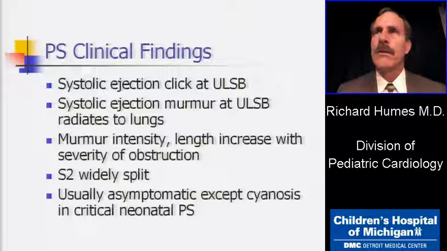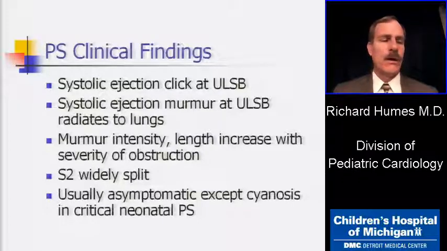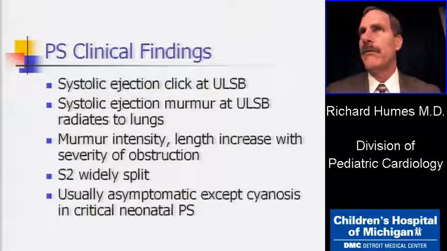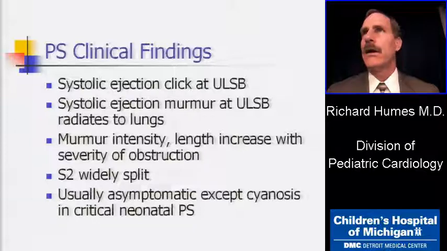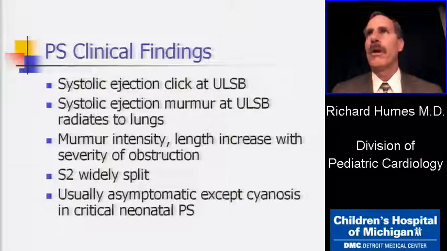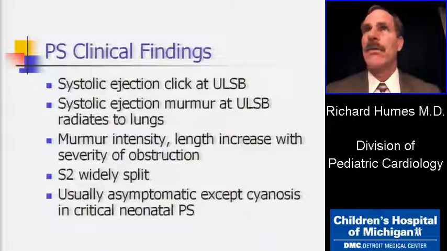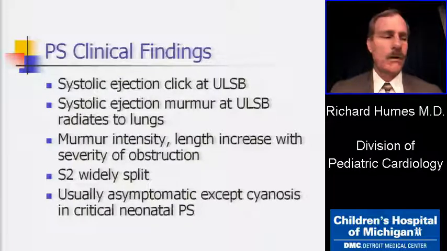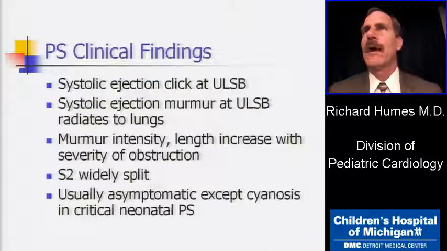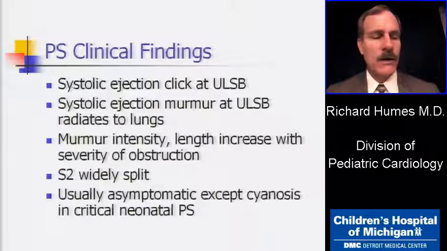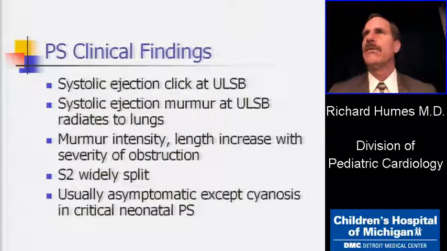Pulmonary stenosis is a relatively common finding in children. This will produce a systolic ejection murmur now at the upper left sternal border, which will radiate to the lungs. Again, there's often a click, which is heard up in the pulmonic area at the upper left sternal border. Again, the murmur intensity and the length of the murmur will increase as the severity of obstruction increases. The second heart sound may be somewhat widely split in this setting.